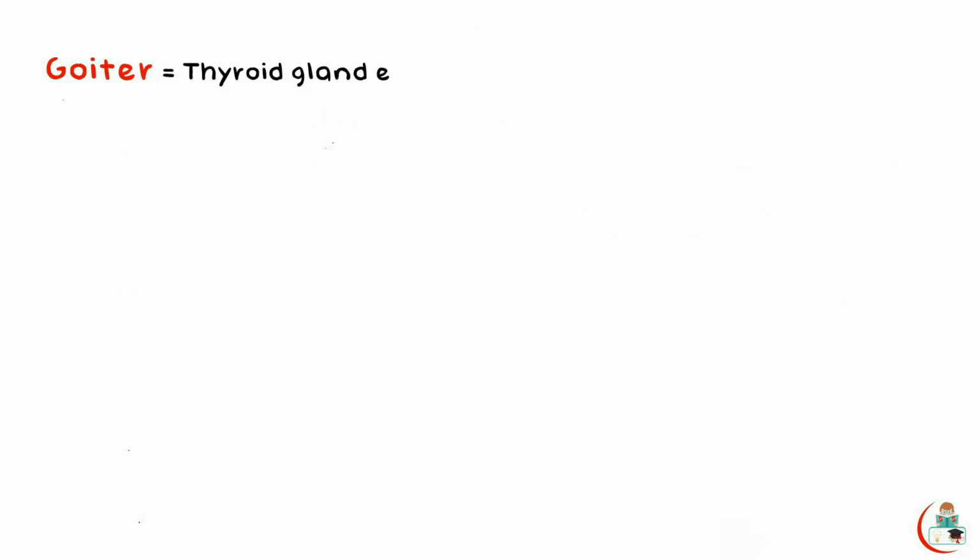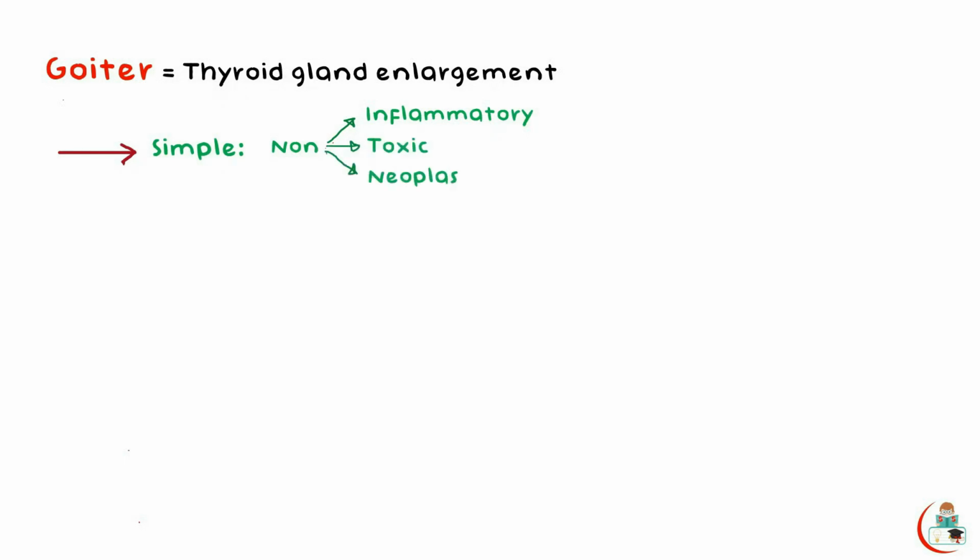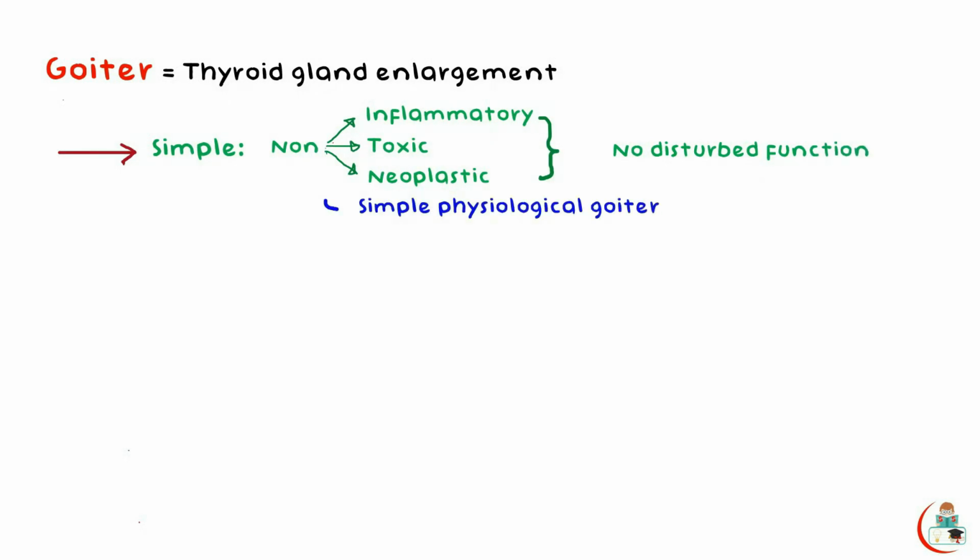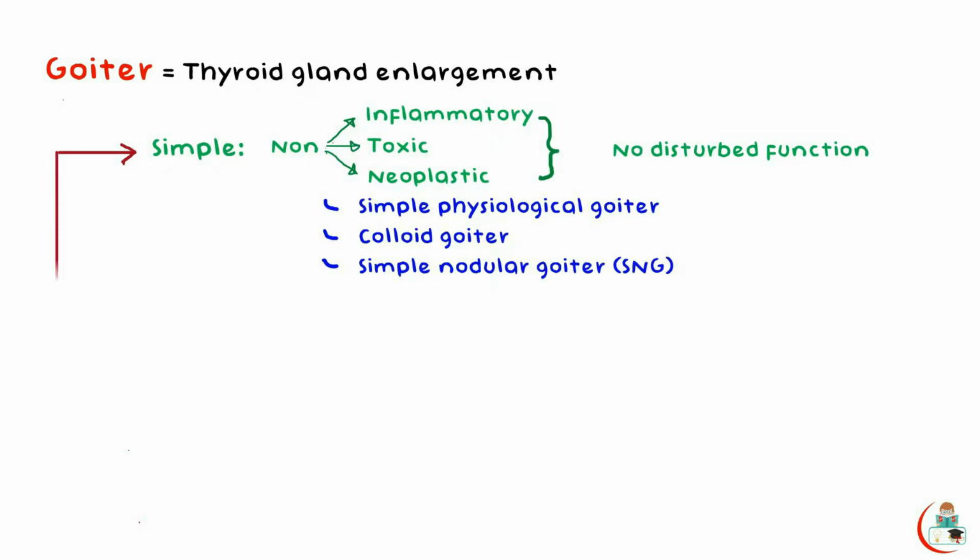Goiter is defined as an enlargement of the thyroid gland. Goiters may be simple, which is non-inflammatory, non-toxic, and non-neoplastic enlargement of the thyroid gland. The function is not disturbed. Examples are simple physiological goiter, colloid goiter, and simple nodular goiter or SNG. Next form is toxic goiter, where there is hyperthyroidism associating the goiter. It is better named thyrotoxicosis.